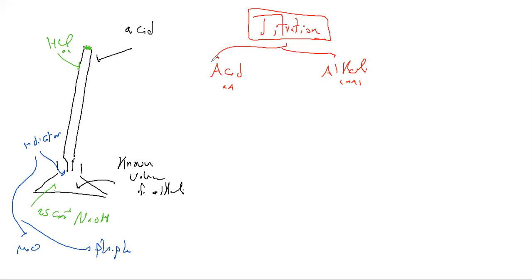In this process, we fill the burette with acid up to zero, and then take a known volume of alkali in the flask, and then add the indicator. Why are we using an indicator? The indicator indicates the end point by changing color.